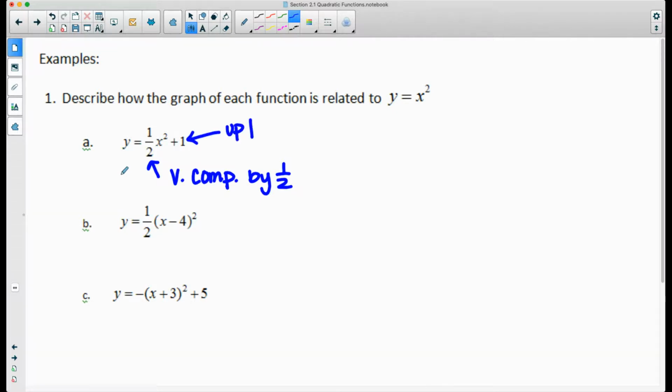Just by the language, vertical compression by 1/2 seems backwards. You say vertical compression by 2. The horizontal is backwards. Yeah, but you're compressing it by 2. You're cutting all of your y values in half, so you're dividing by 2. You're compressing it by 2, but you're not multiplying by 2.